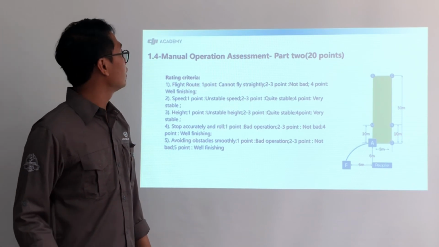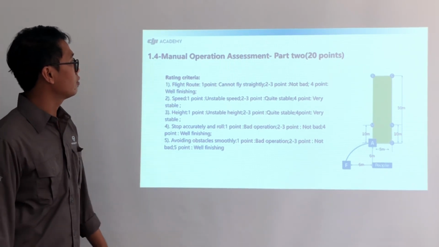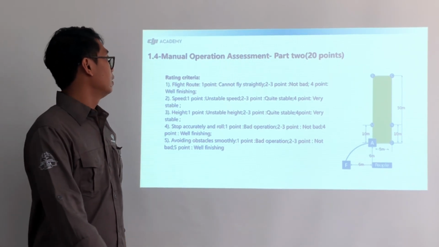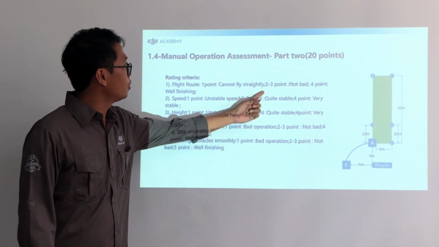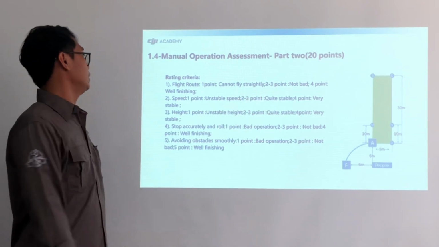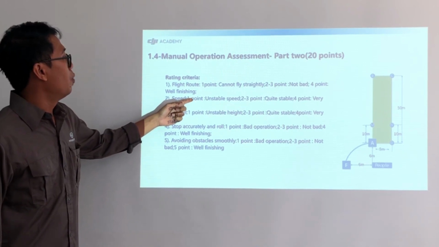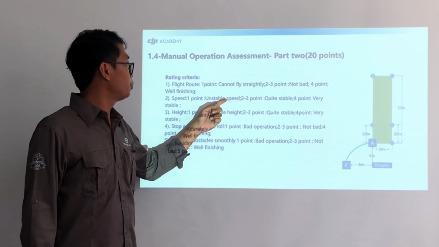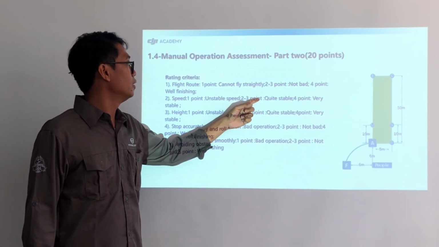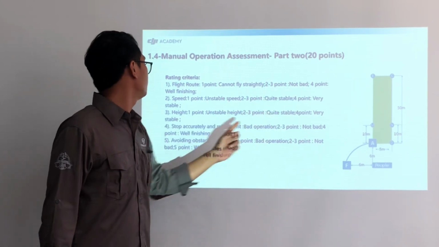This is the rating criteria. The flight route, 1 point, it means cannot fly straight. 2 or 3 points, not bad. 4 points, well finishing. And number 2, speed. 1 point, it means unstable speed. 2, 3 points is quite stable, and 4 points very stable.